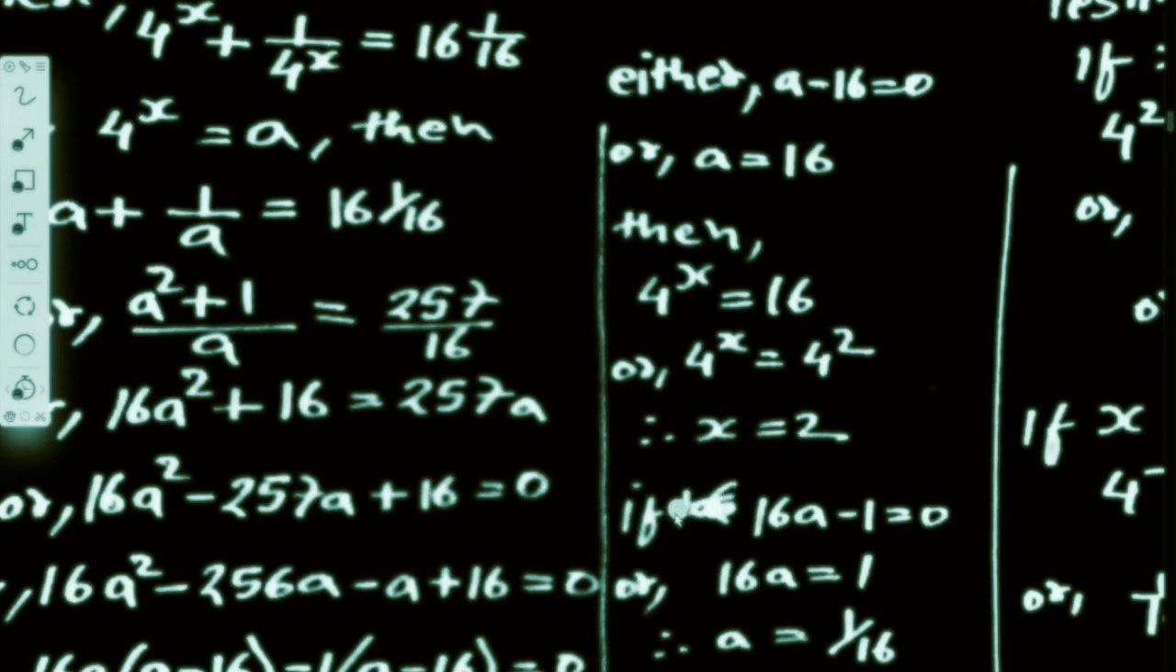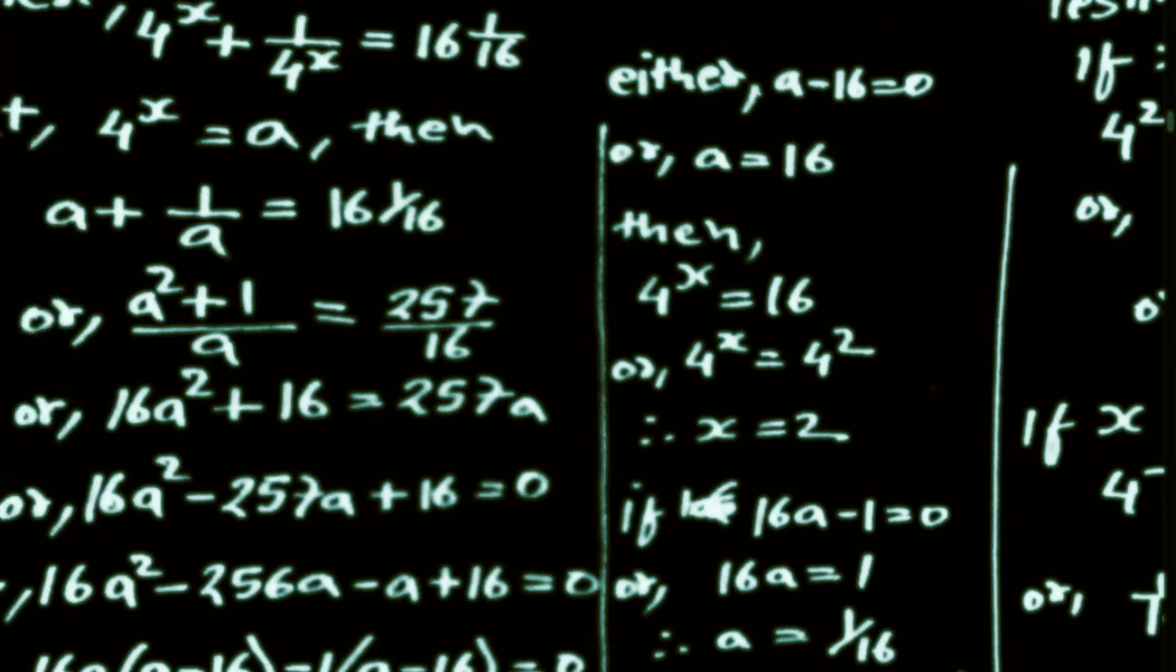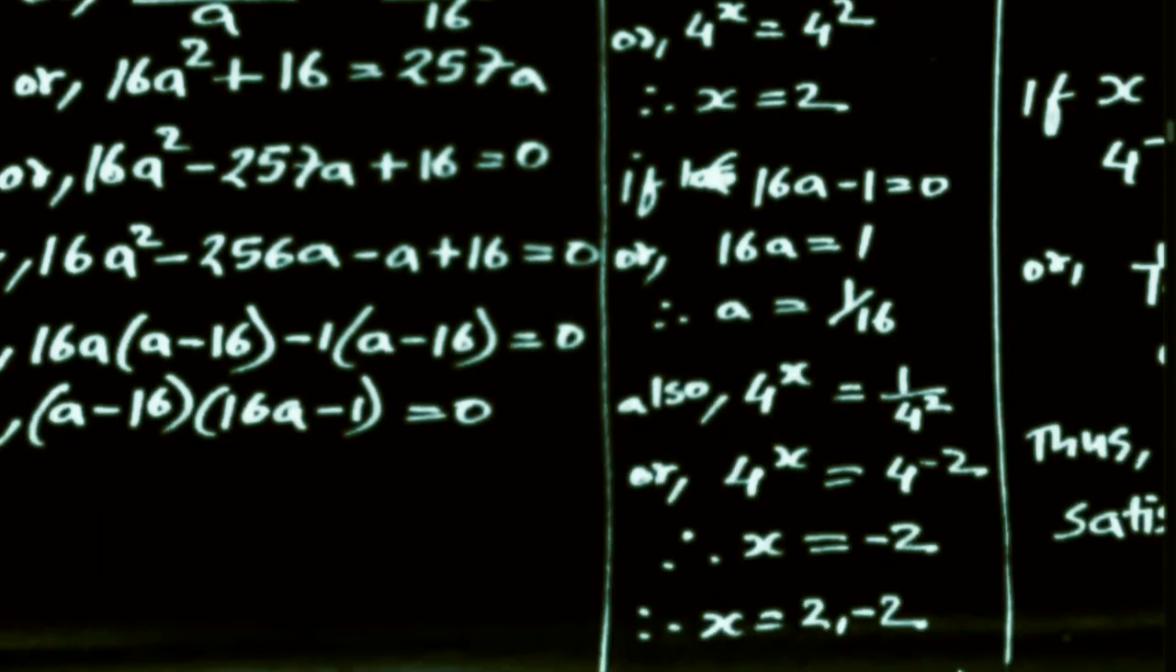Again, we see here, 16a minus 1 equals 0, or 16a equals 1, therefore a equals 1 by 16.